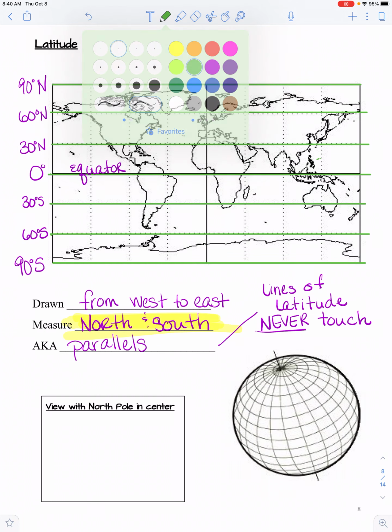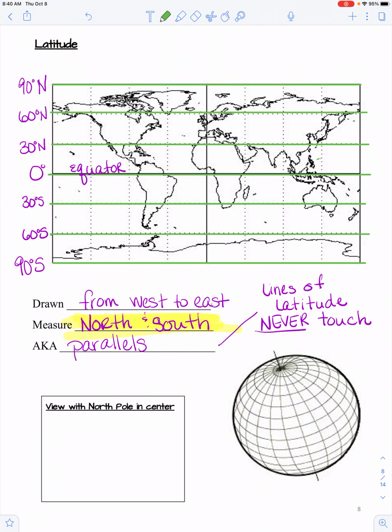And if we're looking at our globe, these are all of our latitudes going around like this. You can see as we get close to the pole, they're making these concentric circles, so they're parallel to one another.